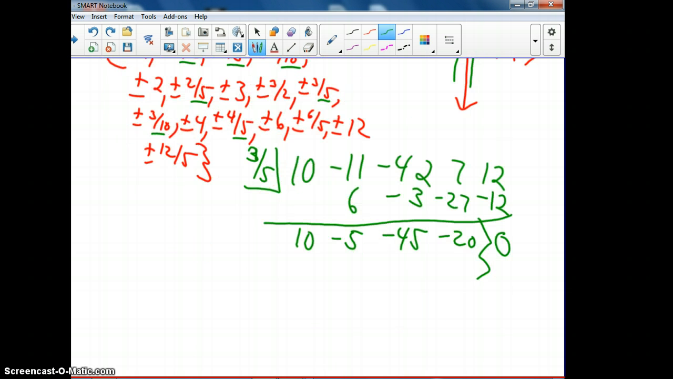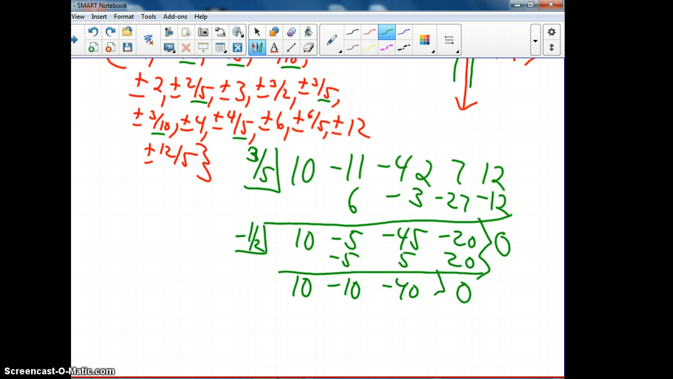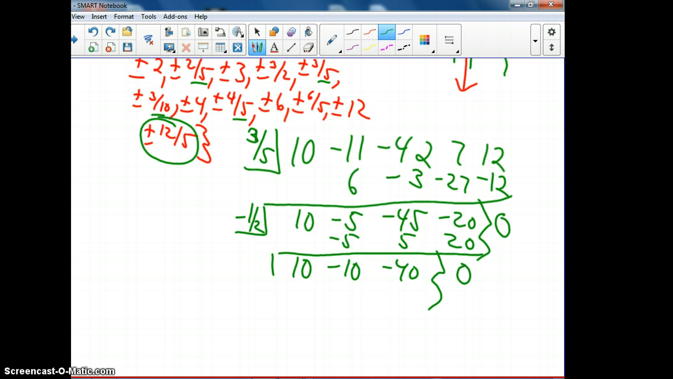Okay, all right. Another one. Okay, is it -1/2? Okay, so here's -1/2. So here we go. So 10, -5, -10, 5, -40, okay, 20. You know what? You're right. It is -1/2. You got it. It works.